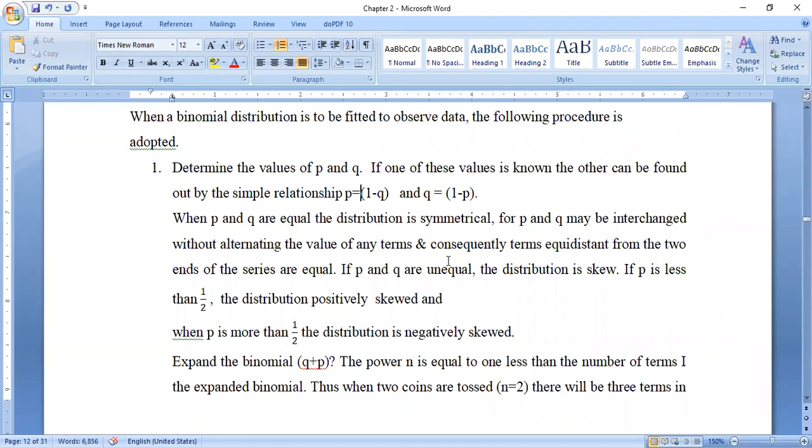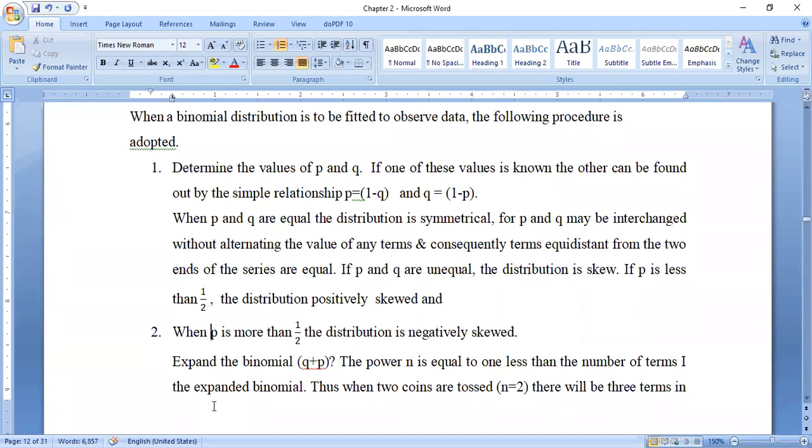If p and q are unequal, the distribution is skewed. If p is less than 1 by 2, the distribution is positively skewed, and when p is more than 1 by 2, the distribution is negatively skewed. Then immediately what we have to do is expand the binomial.